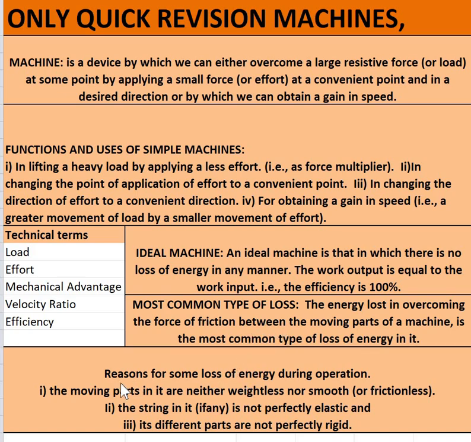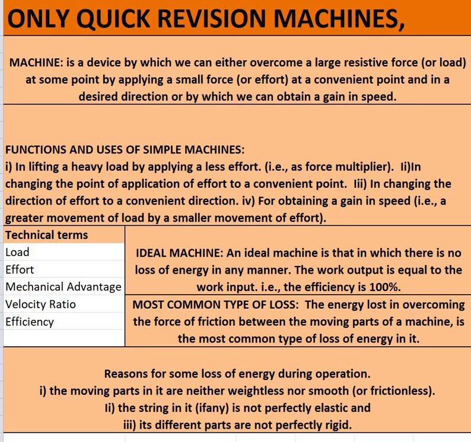So now, reasons why there is a loss. We have three reasons. What are they? The moving parts in it are neither weightless nor smooth or frictionless, hence there is a loss. Second point, the string in it is not perfectly elastic. Third point, its different parts are not perfectly rigid.